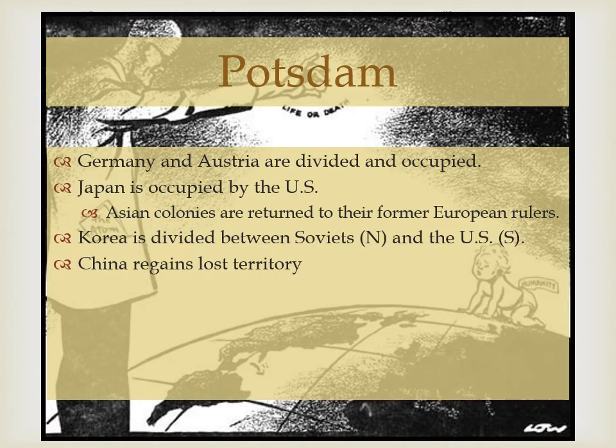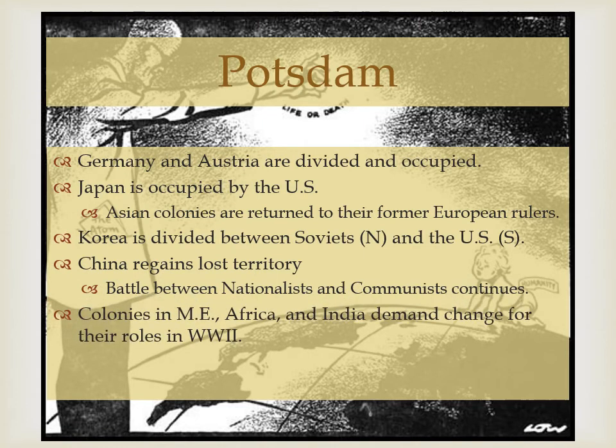China is going to get its lost territory back. And again, Mao has not yet risen to power. So this is the time where we have battles between the nationalists, the Kuomintang, and the communists, Mao's army. And there are colonies in the Middle East, Africa, and India, all demanding change because of their roles in World War II. They played an instrumental role in providing resources and soldiers, and now our colonies are seeing the weakness of the mother countries. They're seeing that they can't always resolve all their conflicts, and they are sort of babies themselves. So our colonies start to resist colonization and demand change.